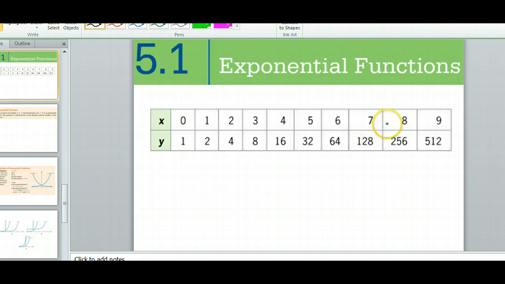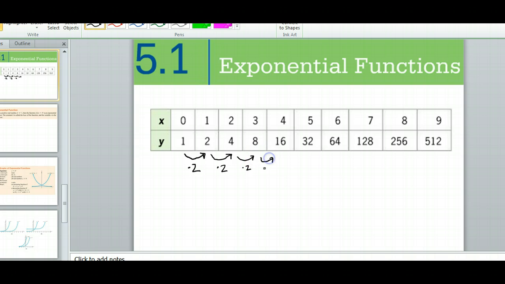And notice x is just 0 through 9. But look at the pattern in y. If you can see it, every time we move from one y value to the next, we multiply by 2. So all the way through here, as I go from one to the next, I'm always multiplying by that same number, 2. All the way through.